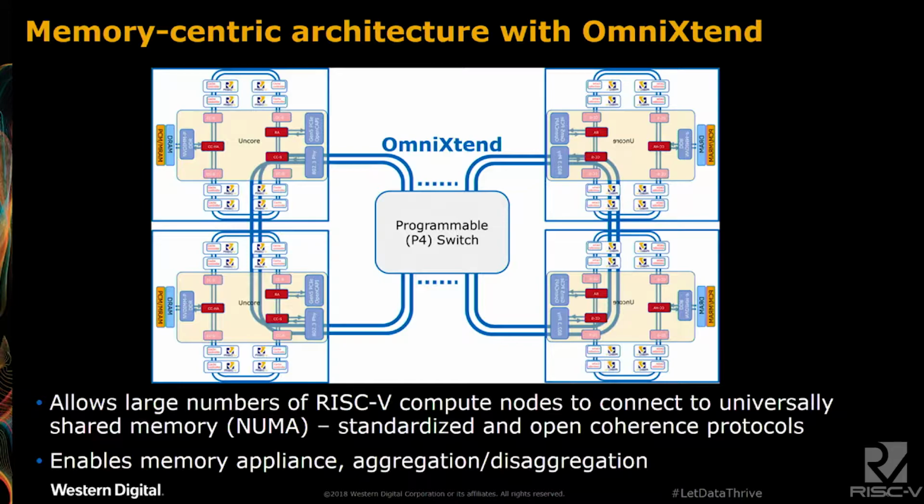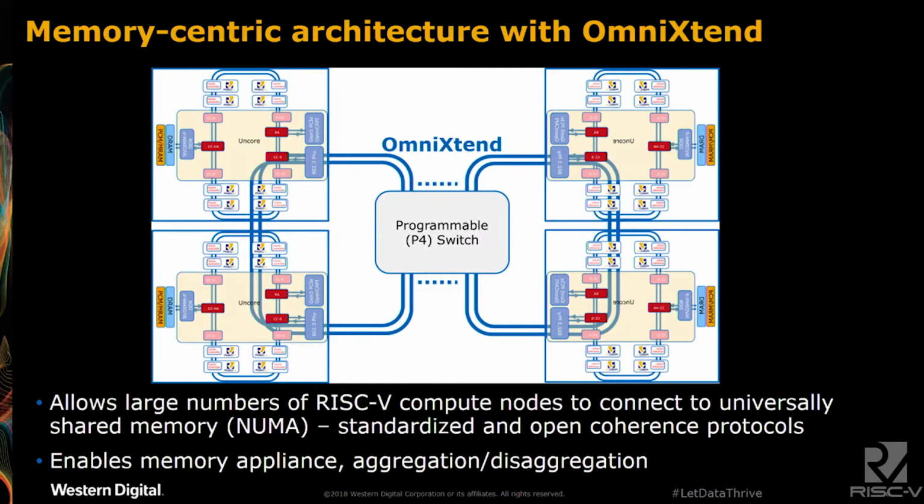So why is OmniExtend important to Western Digital? It's important to us because it enables memory-centric architectures, which is something that is our passion and we started talking about the last 12 months. Basically, as you develop an open cache coherence memory fabric, and as you enable its switching with programmable switches, and in Western Digital we've been prototyping with Barefoot network switches, you create a traditional SMP architecture, and you can actually have a large number of RISC-V compute nodes on the same memory domain.